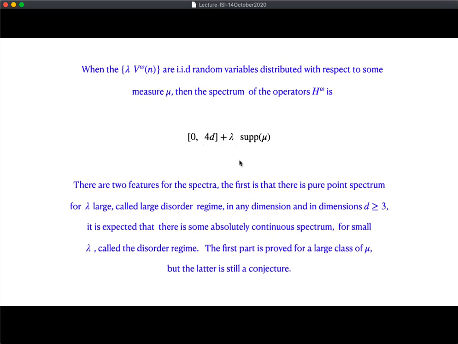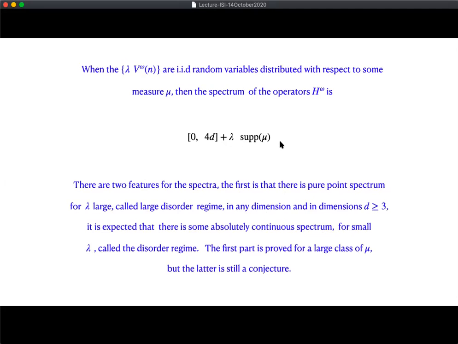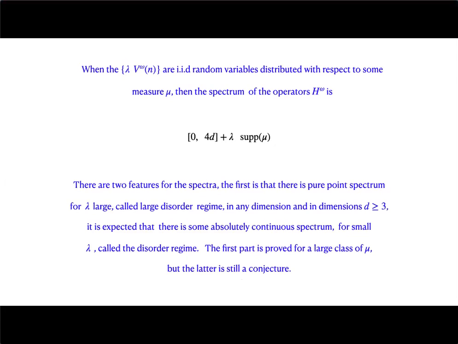And in the second part, in one dimension also this is the case, that there is no continuous spectrum. Whereas if you change the dimension to 2 or more, then it's a conjecture that when lambda is small, there is a part of the spectrum which is absolutely continuous. And that is a major open problem in this subject, and no one has any clue. It is this problem that we were interested in and were addressing.